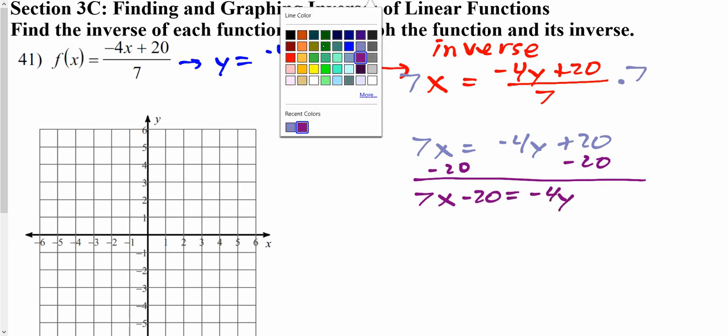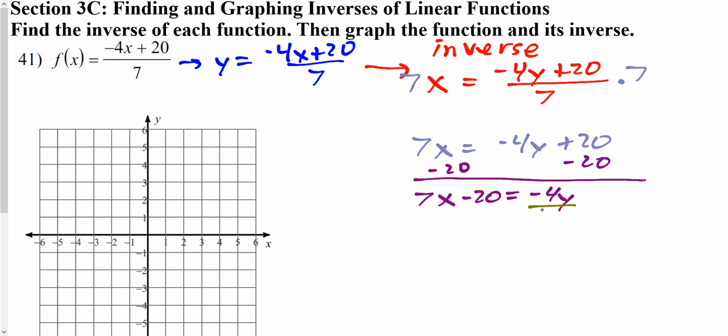And then I need to go ahead and get rid of that timesing by negative 4. So I'm going to divide by negative 4. And so then I get minus 7x minus 20. I don't know why I put minus 7x. It's a positive 7x over our negative 4 is equal to our y.